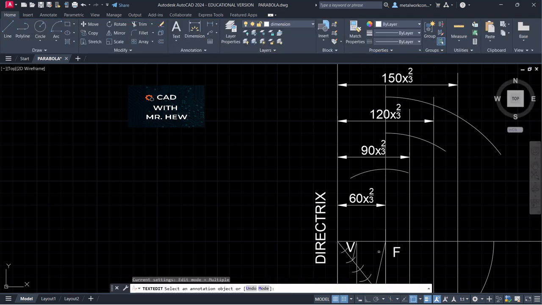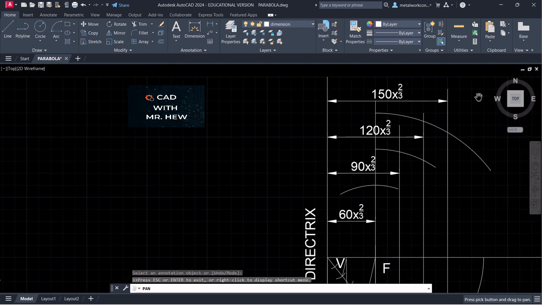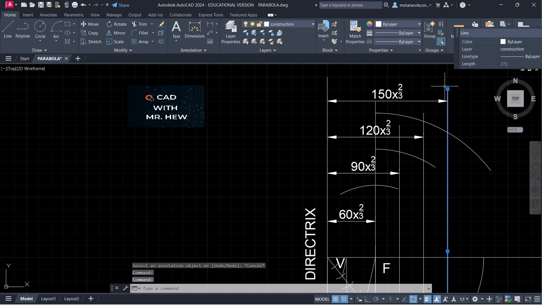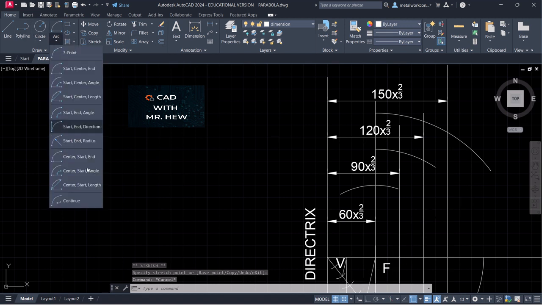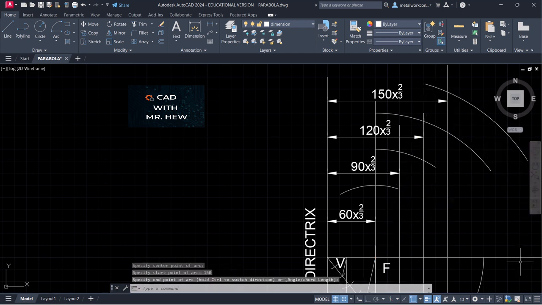All right. So what we're gonna do now, from F, we're gonna mark an arc 150 from F. We're gonna draw a radius 150 from F. So we go 3-point arc, start, center, end. So center, this radius will be 150. And then now we come here, and that's 150. All right, we're gonna do the same thing below.